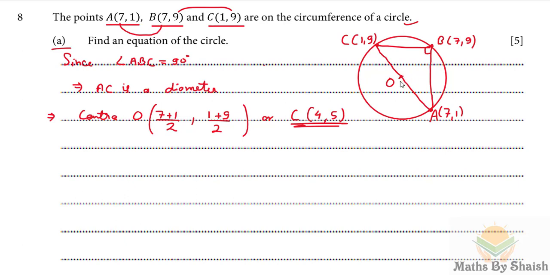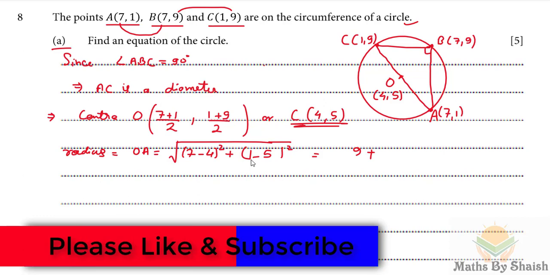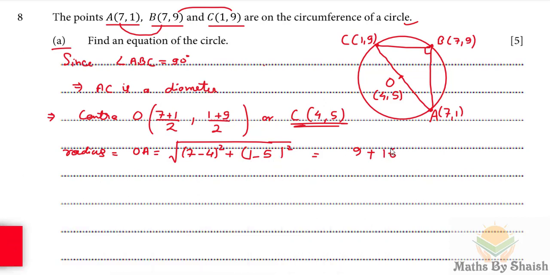If we get the radius, then we can write the equation of the circle. The radius is the distance OA, and we know the distance formula for 2 points. It is going to be 7 minus 4 whole square, plus the difference of y coordinates squared, 1 minus 5 whole square. It is going to be 3 squared, which is 9, plus minus 4 squared, which is 16. So it is the square root of 25, which is 5.